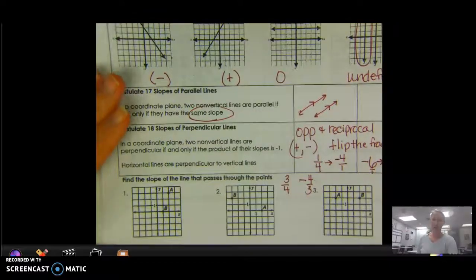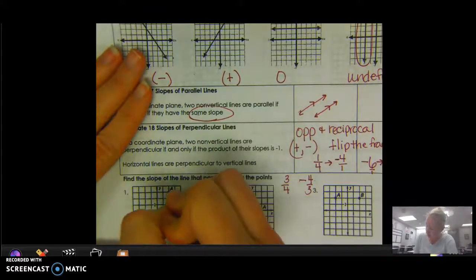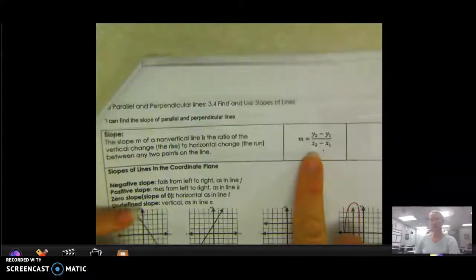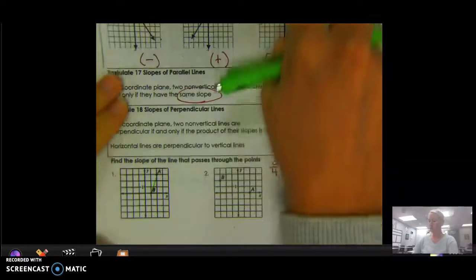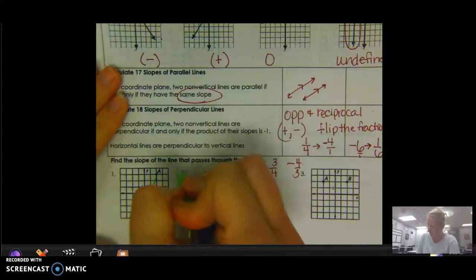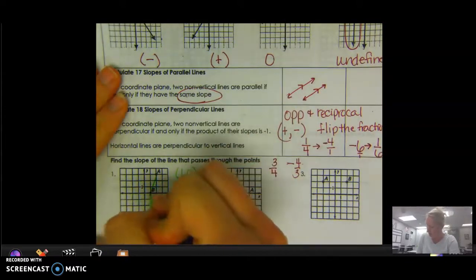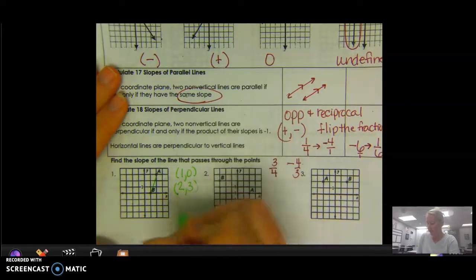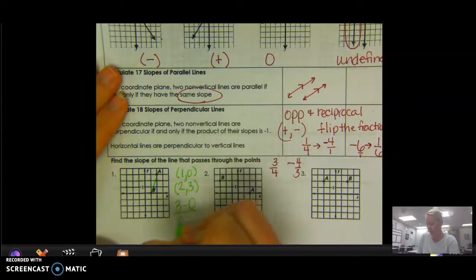All right, find the slope of the line that passes through these 2 points. So here's my line. Easiest way to do this, if it's already on a coordinate grid, you could use this formula. You could write down its coordinate points and use the formula. So this point is at 1, 0. This point is at 2, 3. I could take my y's and subtract them over my x's, subtract, and I get 3 over 1.